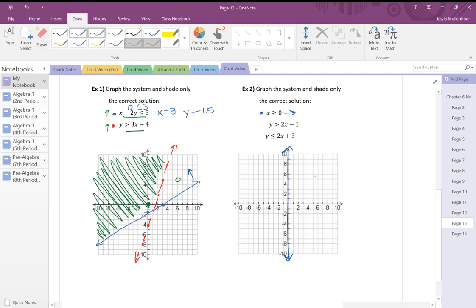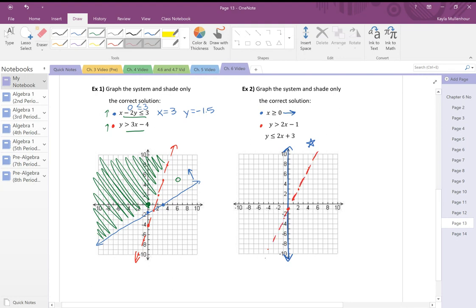Again, this line is dividing our graph into 2 different sections. And so right now we're only looking at the right side of that blue line. The next line, y is greater than 2x minus 1. Our y-intercept is negative 1, and the slope is 2. So this line is now creating a divide in our blue area. It's going to be a dashed line.